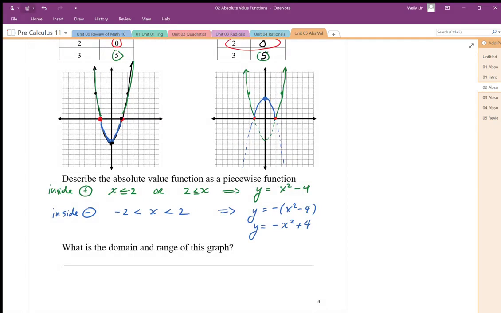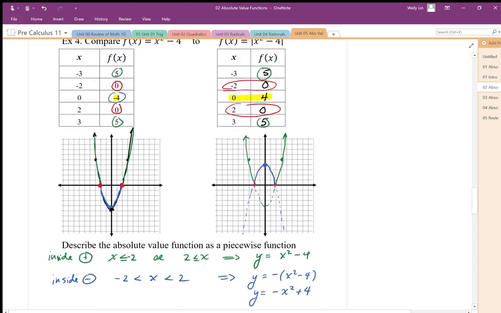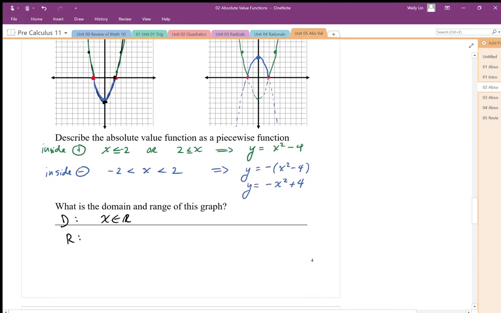So then, what is the domain and range of this function? The domain doesn't change. The domain is still x is all real numbers. It changes for the different pieces here and here, but overall, the total domain is still all real numbers. The range, however, does change, because there's absolute value around the whole equation, so the y values must be greater than or equal to 0. Okay, so that represents my range.